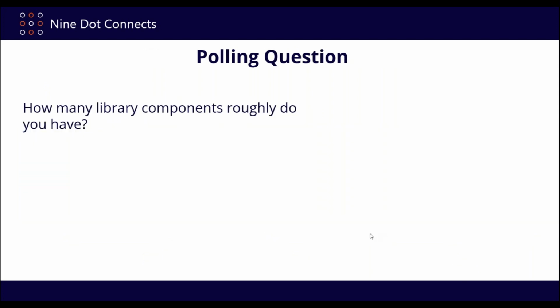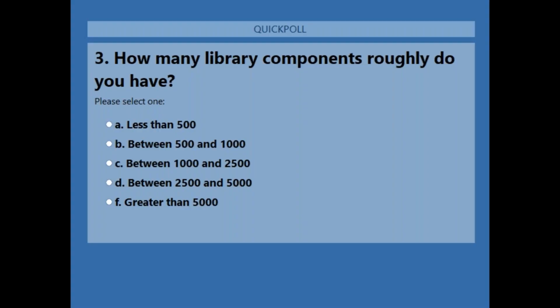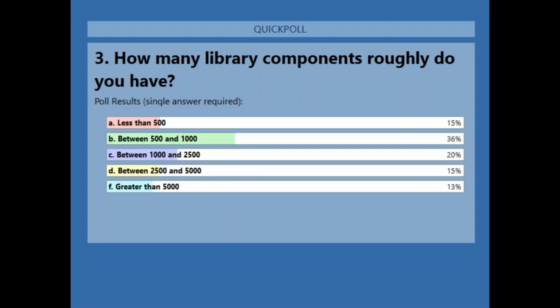So I want to go to our next polling question. How many library components do you roughly have? You'll see why we bring this up in just a moment, because we're going to do some math on what I just showed you. All right, so you can see the results there. And actually, it's an interesting thing.